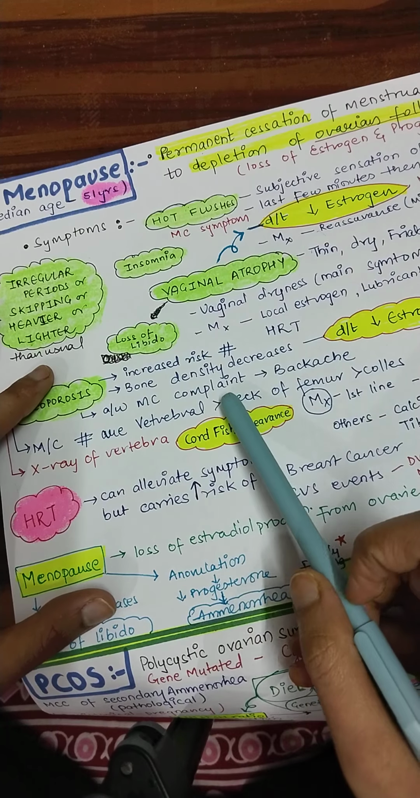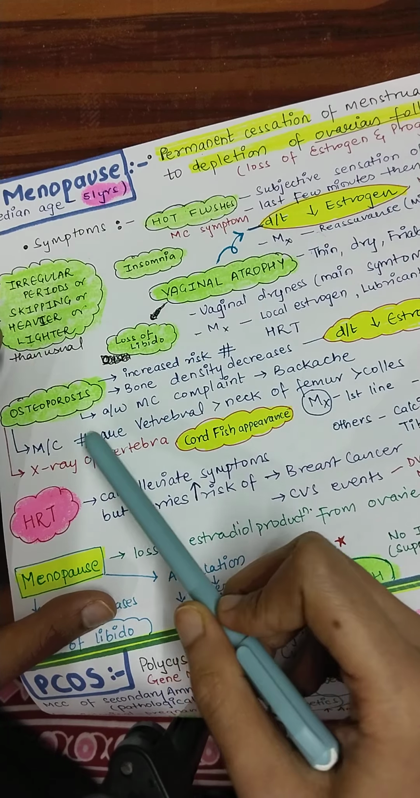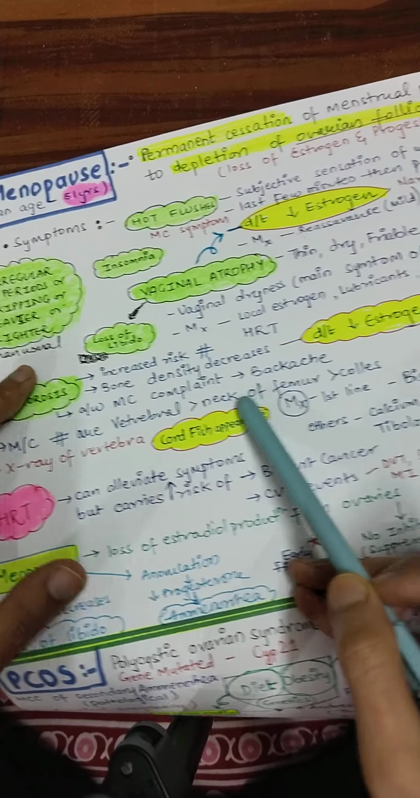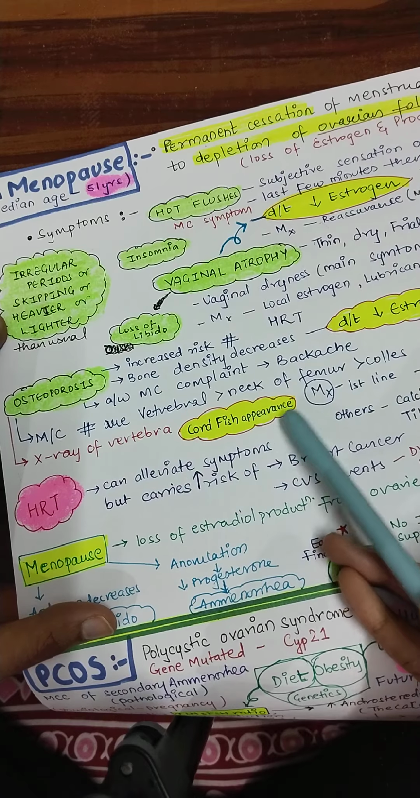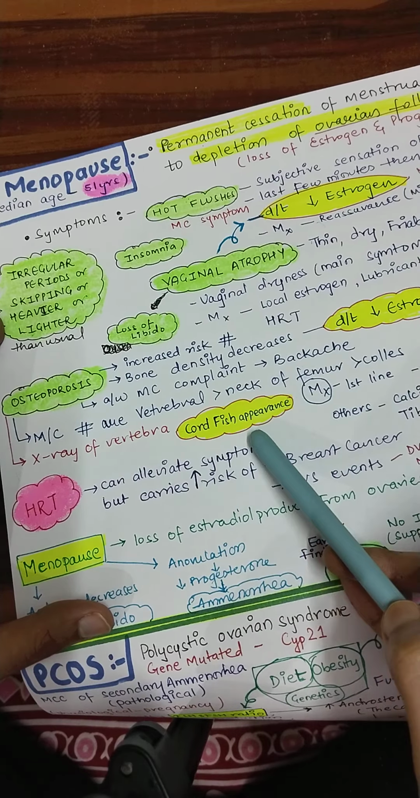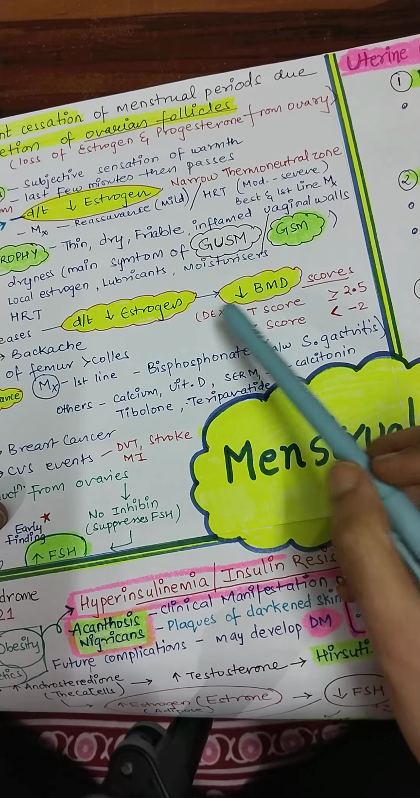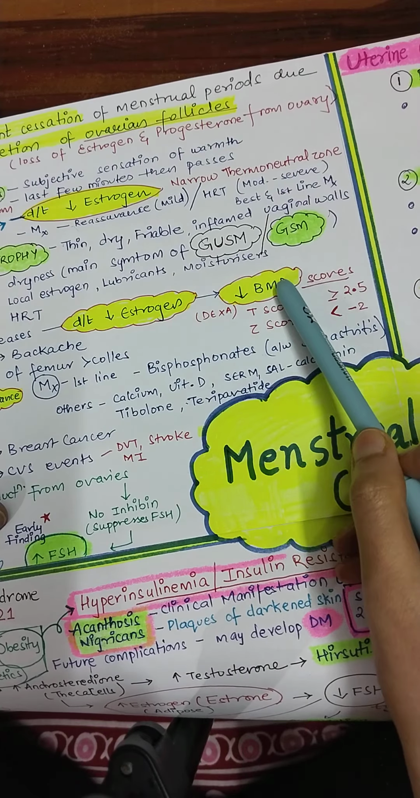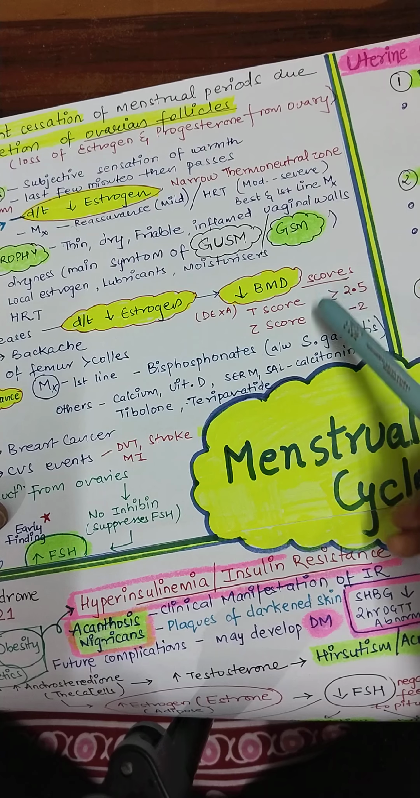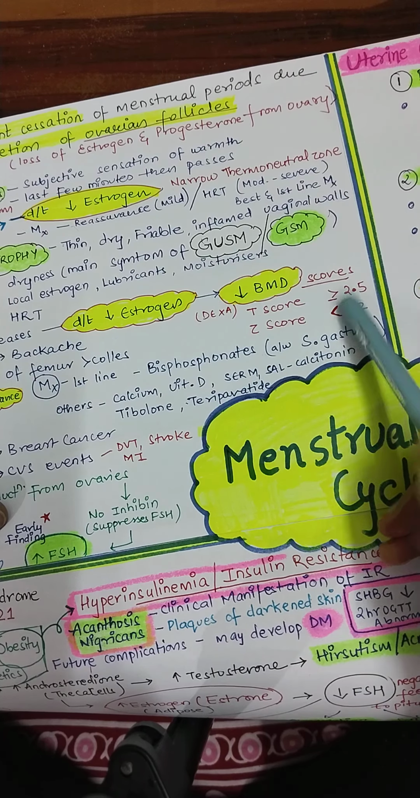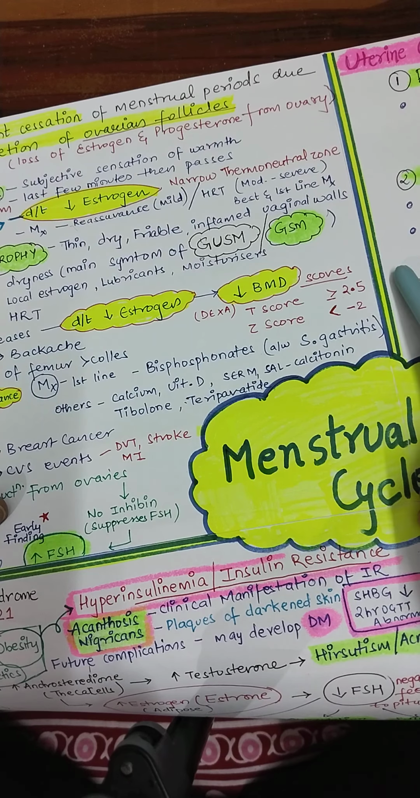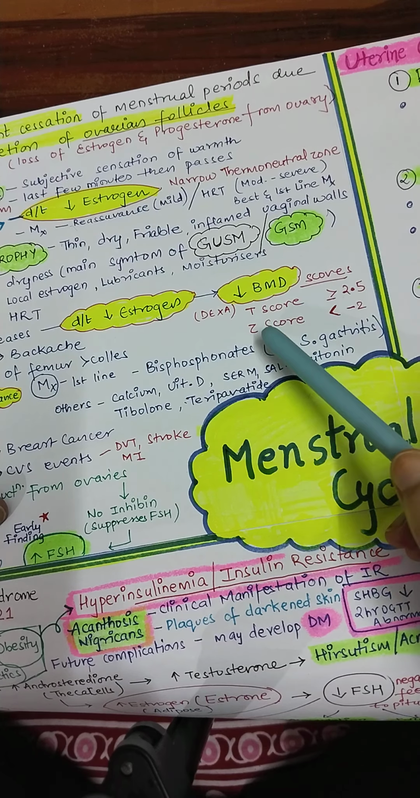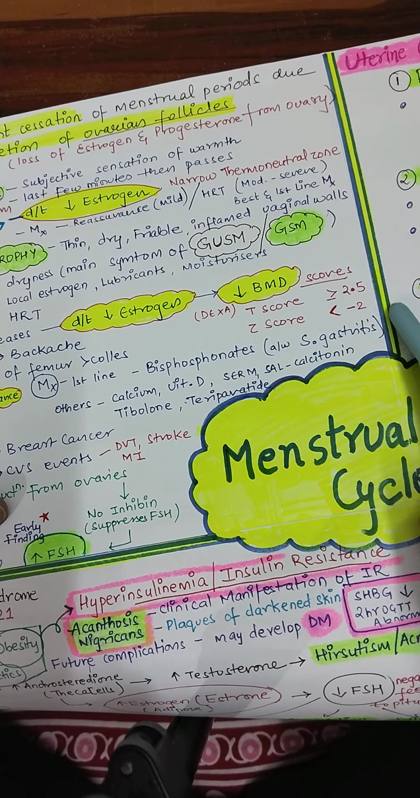This is associated with the most common complaint of backache, and the most common fracture is a vertebral fracture, more than the neck of femur and more than the Colles fracture. On X-ray of the vertebra, codfish appearance can be seen, very specific for osteoporosis. Decreased estrogen will lead to decreased bone mineral density, which can be calculated by T scores or Z scores. So DEXA is done for T score, which will be more than or equal to 2.5. T score is usually negative, but here the T score will be -2.5 or lower. On Z score, it is less than -2.